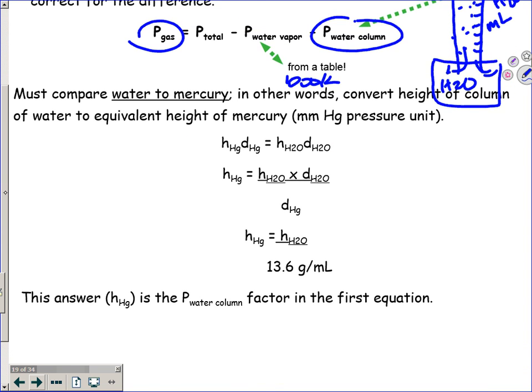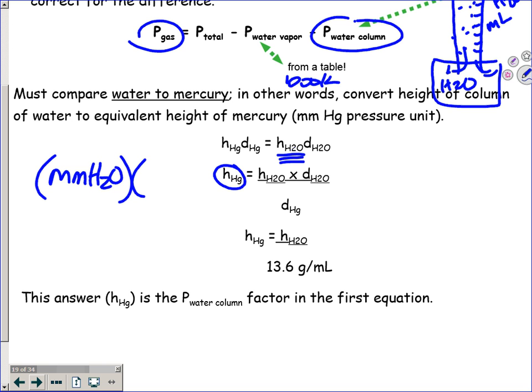So the water column is this height right here, right? H2O. We want to convert that to H of mercury, because that's the pressure unit, millimeters of mercury, that I can actually utilize in pressure situations. So I'm going to take the water height, like I can use a ruler and literally measure it in millimeters of water.